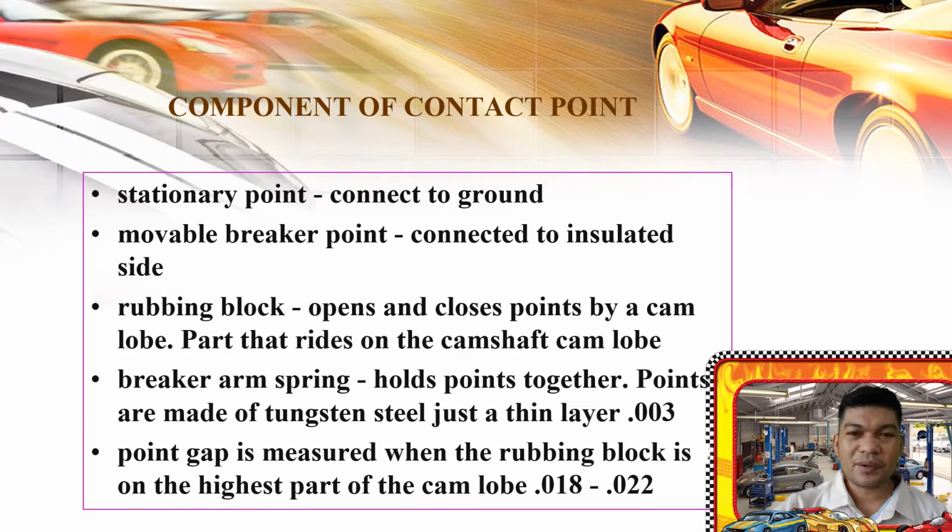Components of contact point. The stationary point is connected to the ground. The movable breaker point is connected to the insulated side, or the positive side. The rubbing block opens and closes the points by a cam lobe, the part that rides on the camshaft.